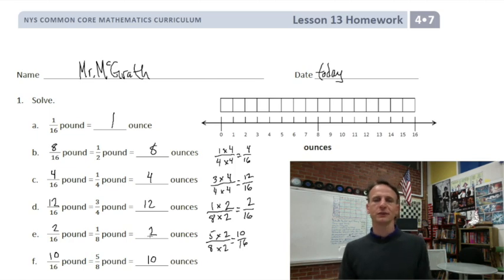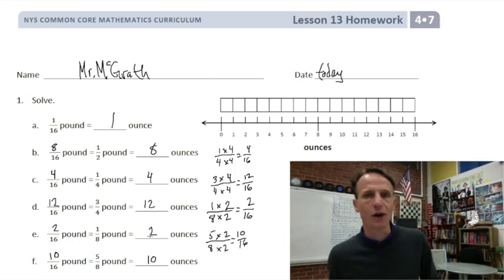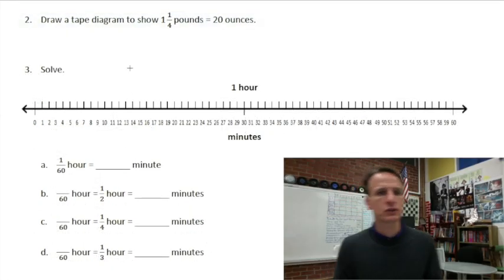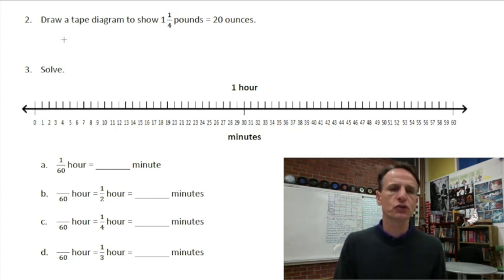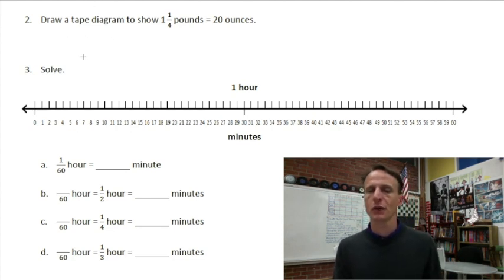Woo! Yeah! We did it. Number 1. Let's roll on. And number 2 here bridges right off that, and 3 we'll see is very similar to number 1. So number 2, we're going to draw a tape diagram to show that 1 1/4 pounds is equal to 20 ounces.